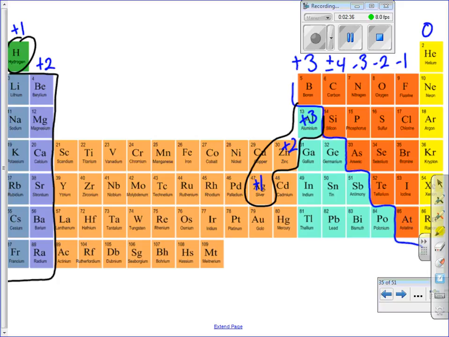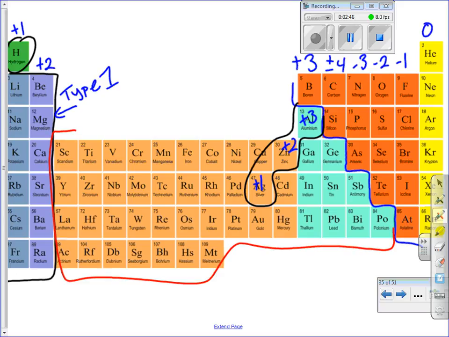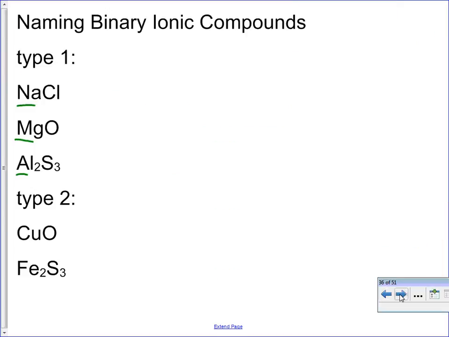So type 1, and then all these little gold areas, the gold through the green all the way to the stair step, except for the ones that I have outlined, are type 2. And we'll see that the type 2 require a Roman numeral. I call it a middle initial. So let's take a look at how we name type 1s. I just call it the just-name-it section.